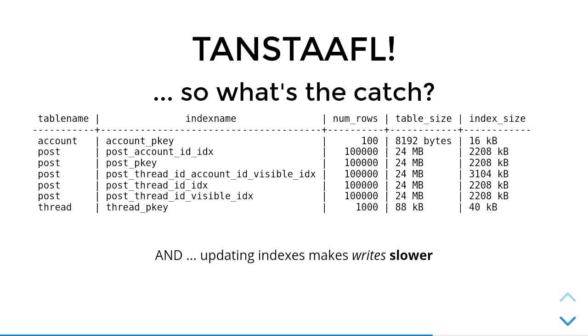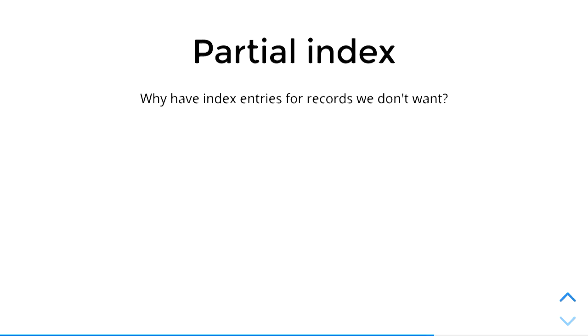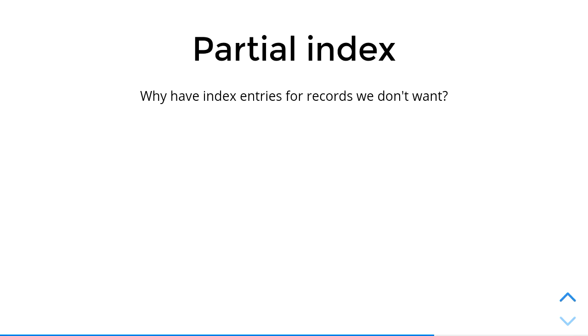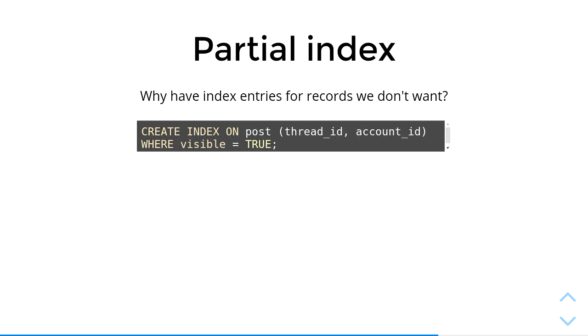There is a nice solution for some of this. Partial indexes. Why are we storing in the index references to rows we know we don't want? We're not interested in the ones that are marked not visible. So why do we store them in the index? Can't we tell our index to ignore them? Of course we can. So we do what we did before, but this time we say where visible is true. We leave visible out of the index and just say we only put things in the index where visible is true.